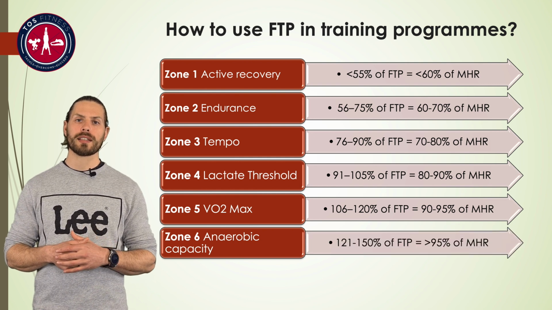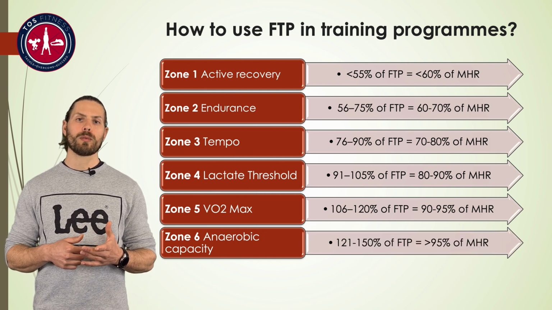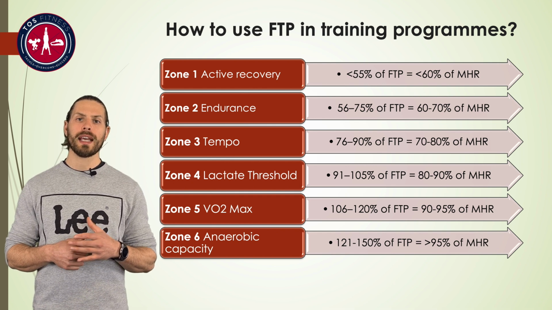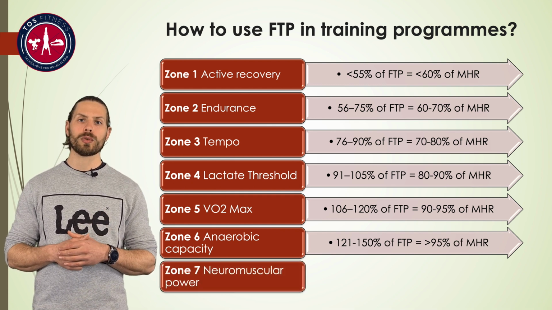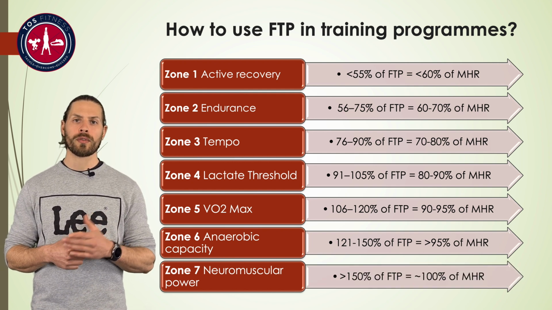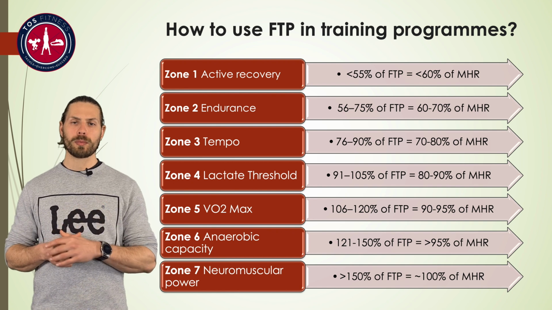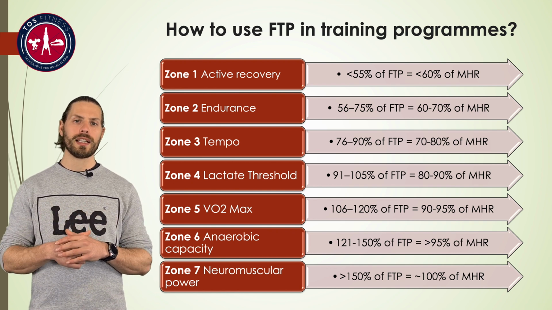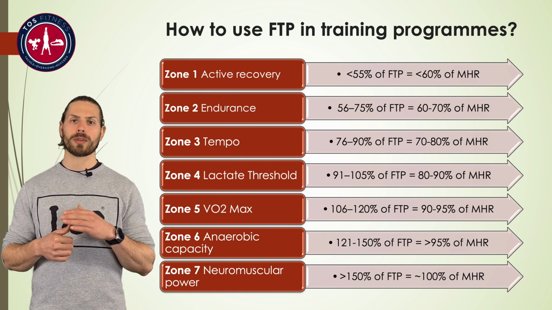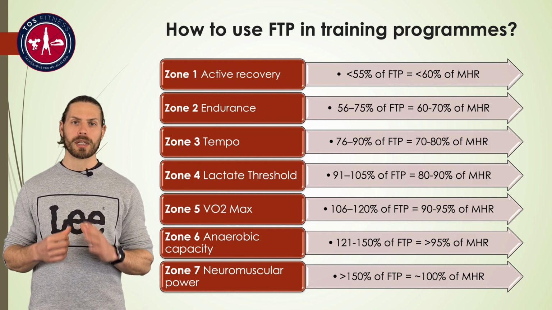Zone 6 is anaerobic capacity, between 121 and 150% of your FTP, and then zone 7 is neuromuscular, which means that you're working over 150% of your FTP. It's probably worth mentioning that you will only be able to work maybe for a few seconds in zone 7, as your body will fatigue extremely quickly.